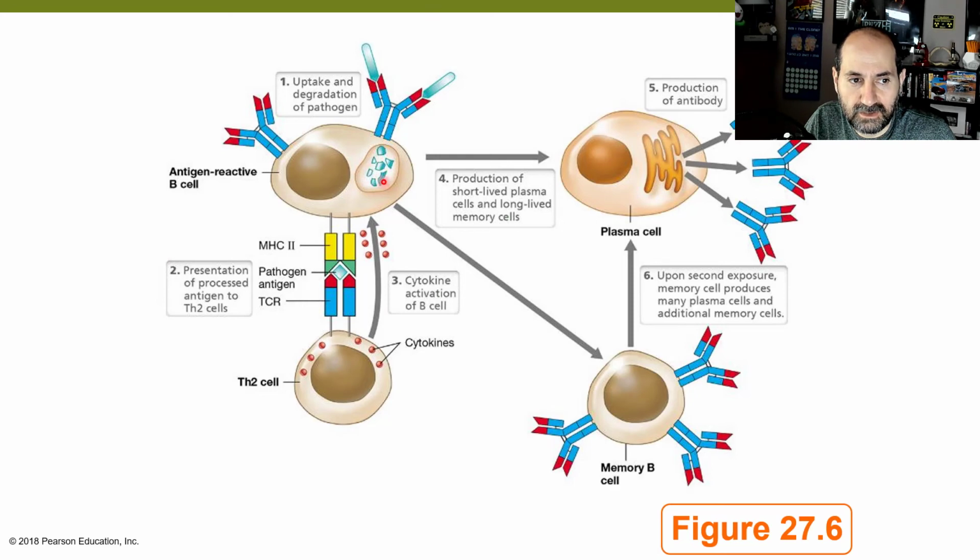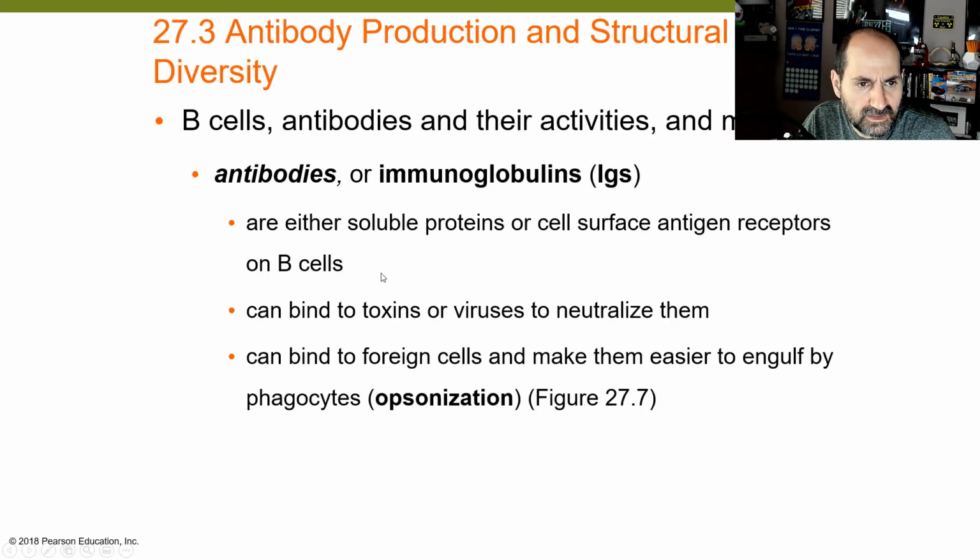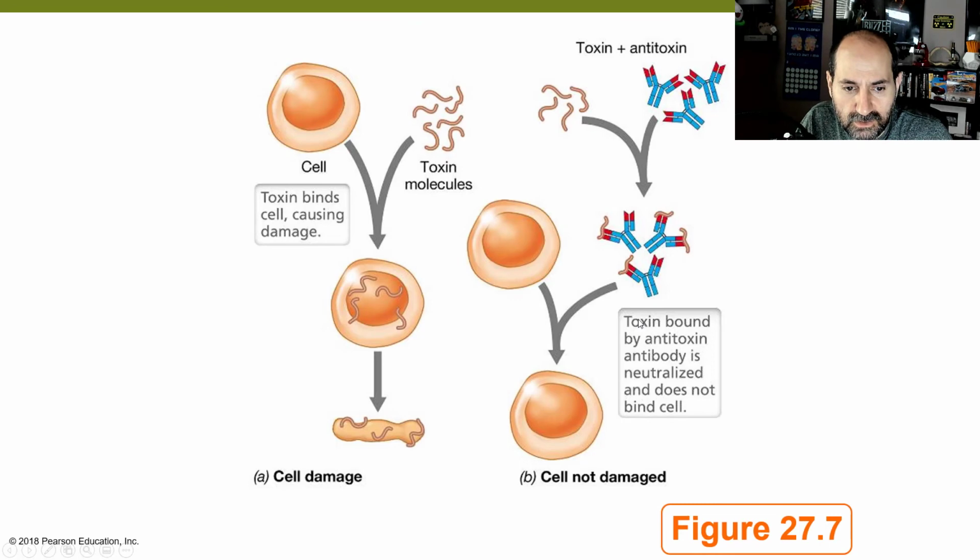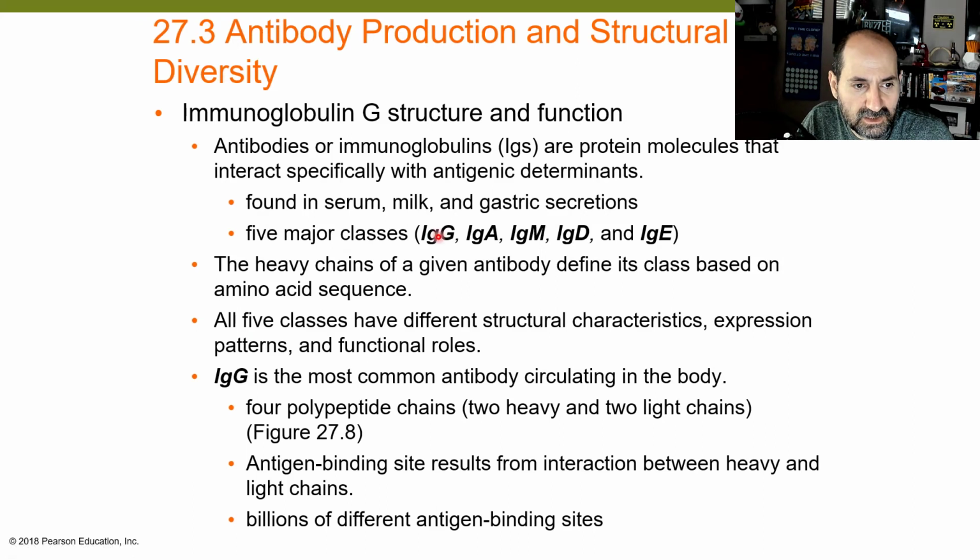So once the B cells become activated, they will proliferate and differentiate into plasma cells that secrete that antibody and memory cells that remember that particular antigen. Then know that antibodies mean immunoglobulins. Know the term opsonization. Remember, opsonization is when a molecule binds to a foreign antigen and makes it easier to engulf by phagocytosis. Know the term neutralization, and antibodies can neutralize toxins or viruses. Know the difference between IgG, IgA, IgM, IgD, IgE. IgG is the most common. You should know IgG is the most common antibody in the body.